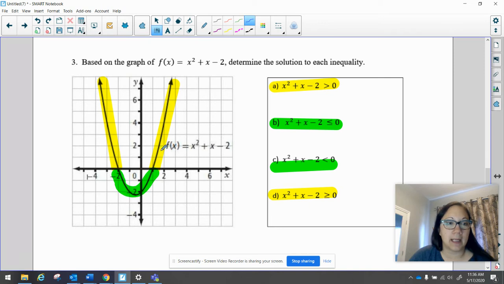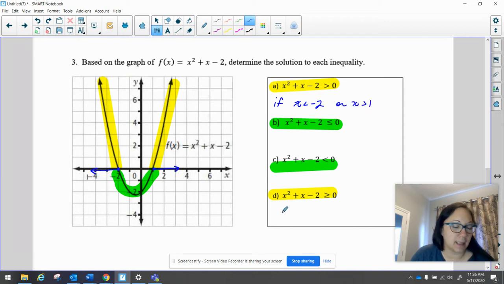So when were we yellow? Well, we were yellow, and it's asking for greater than 0, but not equal to. So we're going to say that's true if x was less than -2, so if we were going this way on the x-axis, or if x was greater than 1.